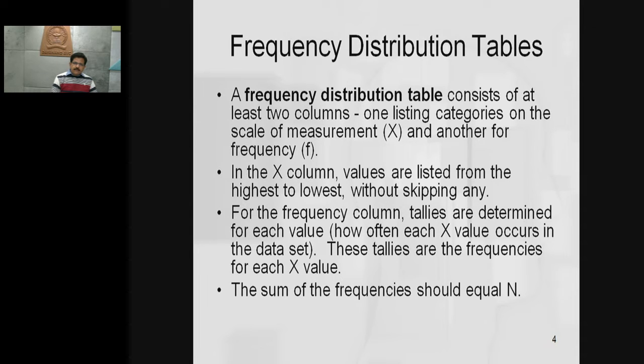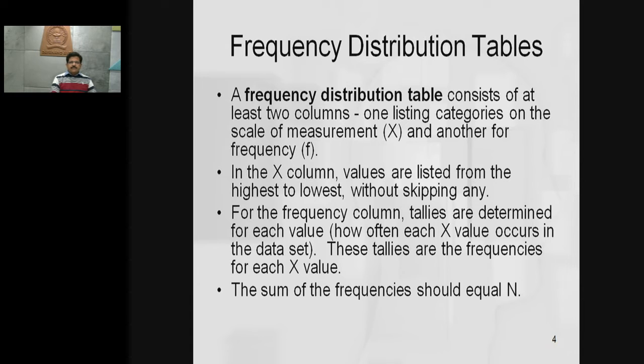We construct a frequency distribution and we get the table. And what does that table consist of? It consists of at least two columns. There may be more than two columns, but at least two columns have to be there. One listing categories on the scale of measurement, better to say it is a variable. And in the second column, we write the corresponding frequencies.